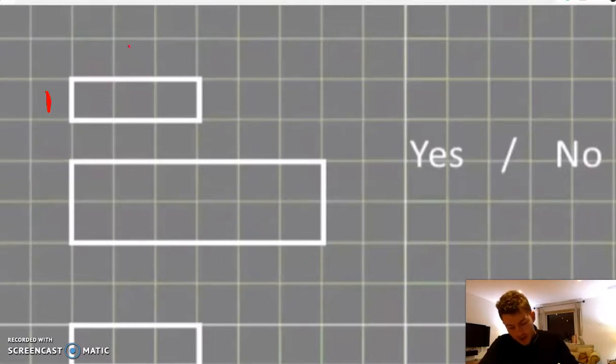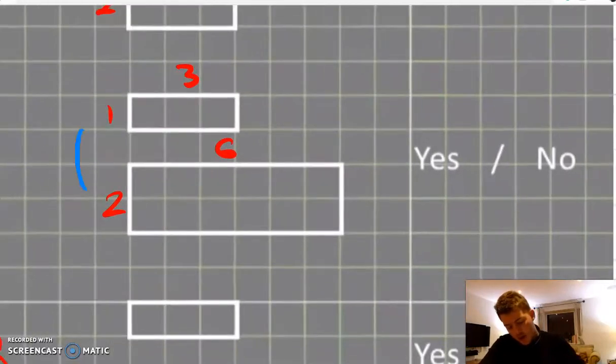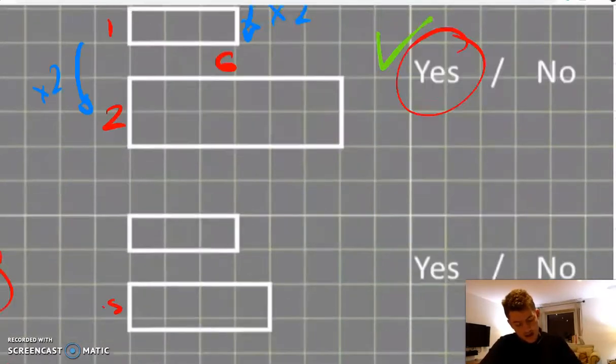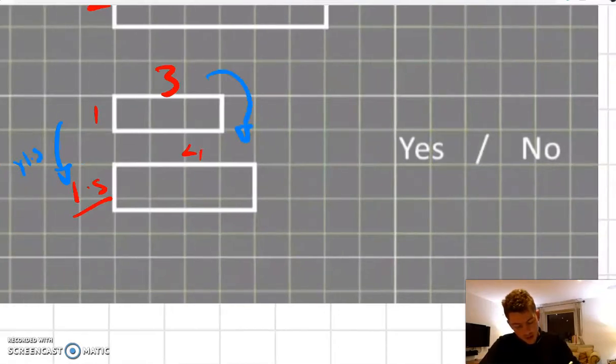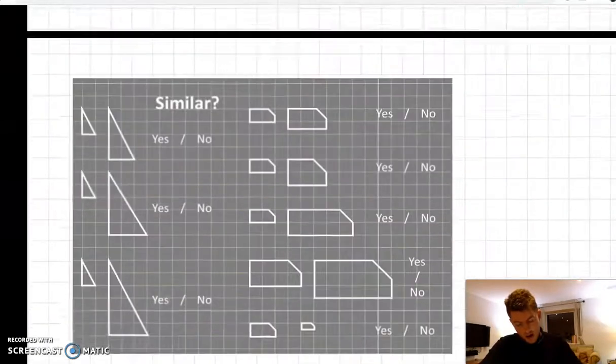Now we've got a 1 by 3, and this is a 6 by 2. We can see it here now: times it by 2, times it by 2, the width and the height. Are they similar? Yes, they are similar. And last one, we've got a 1 by 3, and a 1.5 by 4. Are they similar? Times that by 1.5, and 3 times 1.5 should be 4.5, and that's 4. So no, not similar.